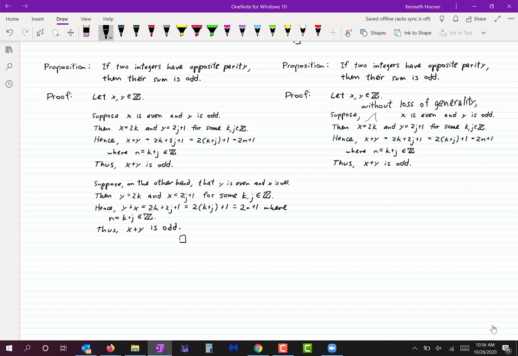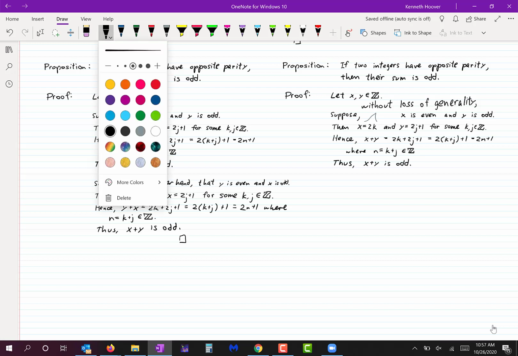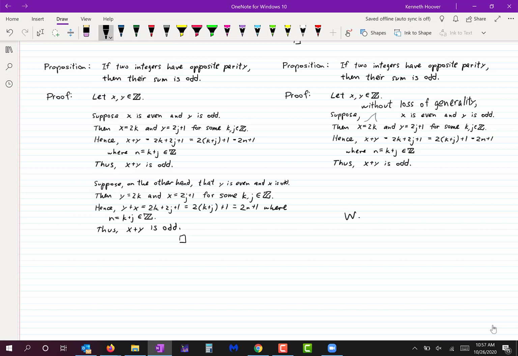So when you're reading this proof, when you see let x and y be integers, and then you see suppose without loss of generality that x is even and y is odd, then in your mind you should be thinking, okay, so that means there's also the possibility that y would be even and x be odd, and that proof would look mathematically identical to this one if I just erased every x and replaced it with a y, and erased every y and replaced it with an x. Okay? And one last thing to say is without loss of generality is oftentimes abbreviated as WLOG.